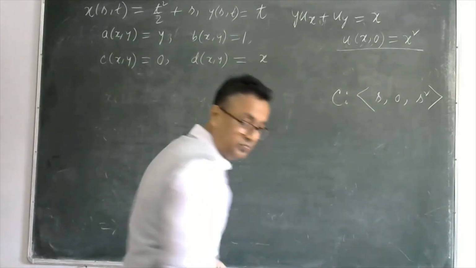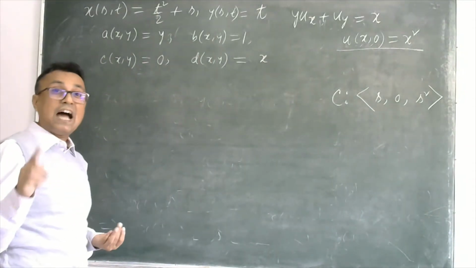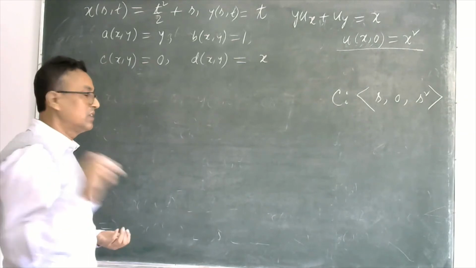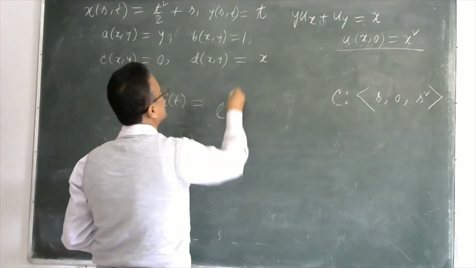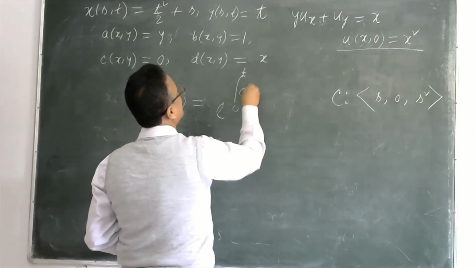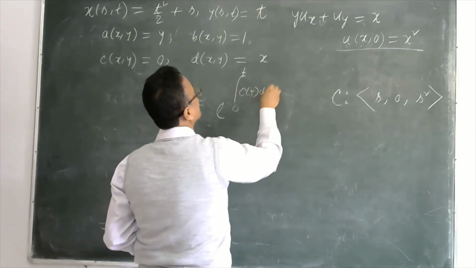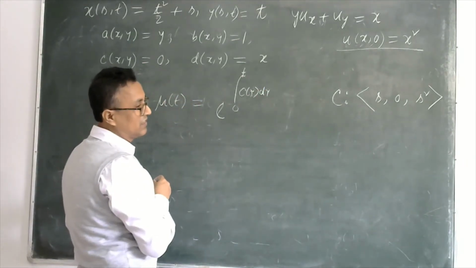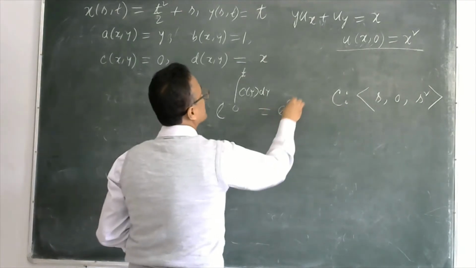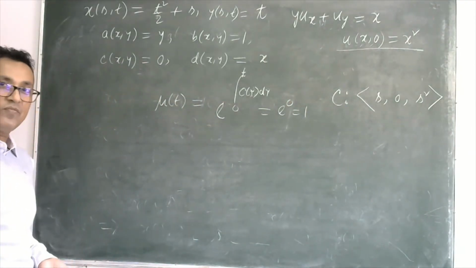Okay, fine. So now, in order to find out J, I need that integrating factor, isn't it? So what was mu(t)? Mu(t) was exponential of the integral from 0 to t of c(tau), something like this, isn't it? And c was 0 here, isn't it? So it will be exponential of 0, this is equal to 1. Is it okay? Fine?